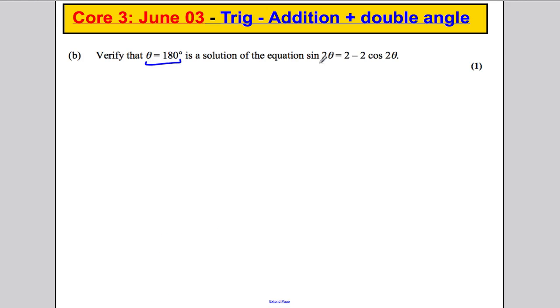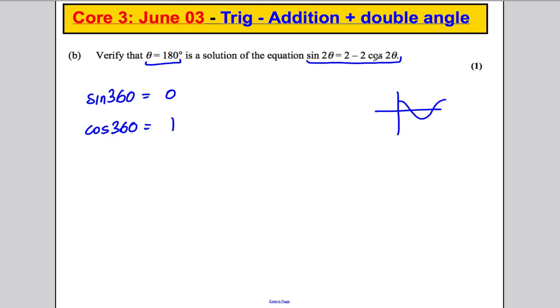Verify that theta is 180 is the solution of this equation. All we've got to do is stick theta is 180 in. So sine of 360, well, we know sine of 2 times 180 is 360. We know that's 0. We also know that cos of 360 is equal to, or the cos graph looks like this. So cos of 360 is equal to 1. So therefore, 2 subtract 2 cos 360 is 2 subtract 2, which is 0.